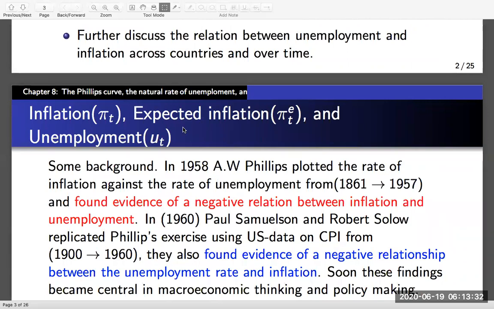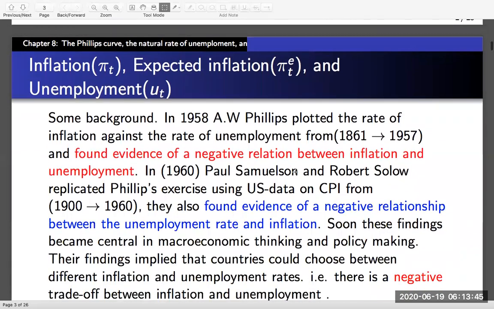So let us have some background. In 1958, A.W. Phillips plotted the rate of inflation against the rate of unemployment from 1861 to 1957. And he found evidence of a negative relationship between inflation and unemployment. So that was good. The man was from New Zealand, called Phillips. Very good. He plotted that and found the negative relationship.